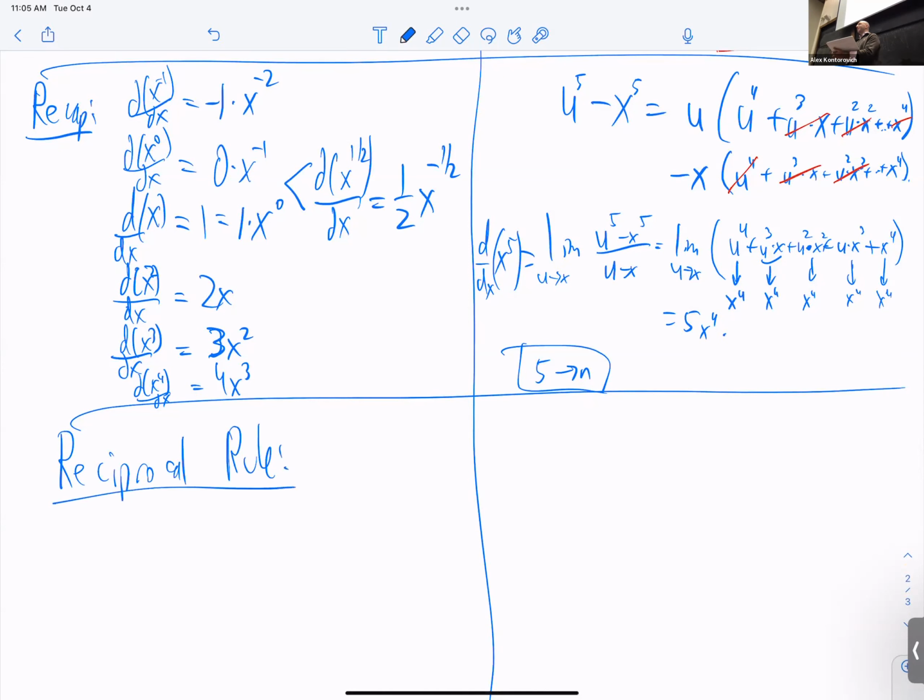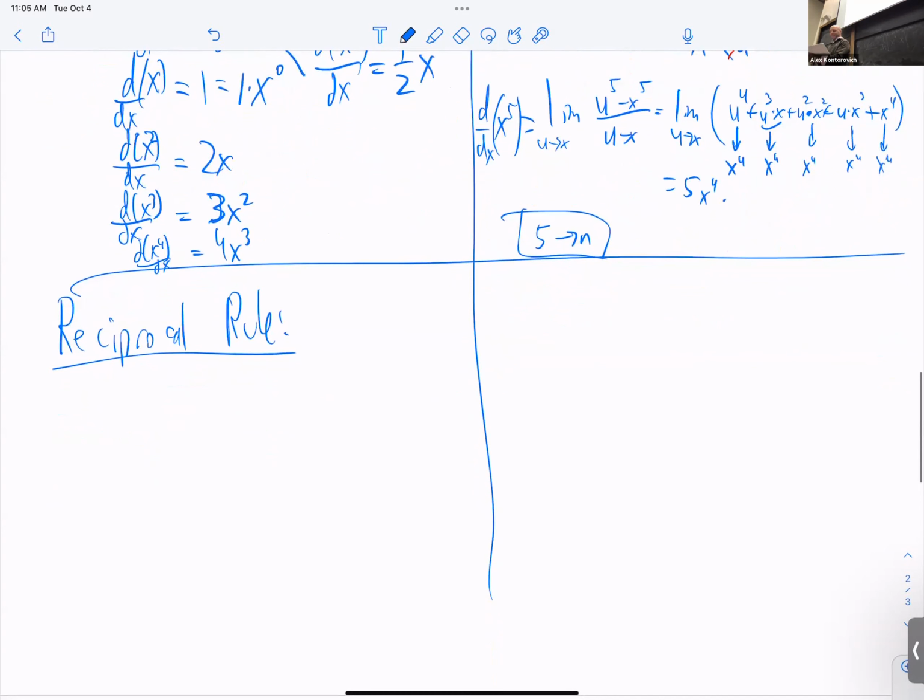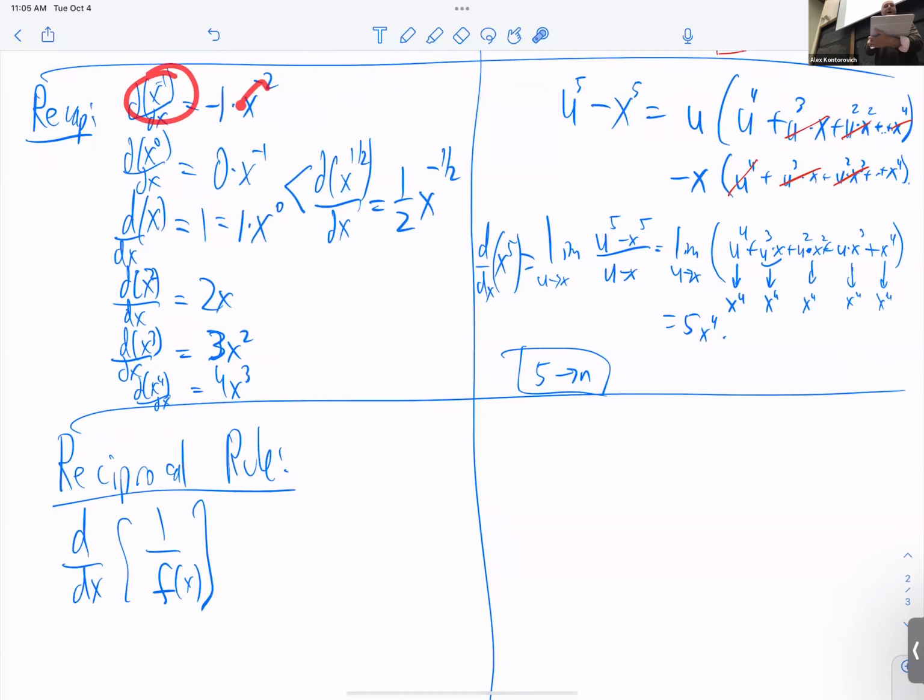Anybody know the reciprocal rule? Good. They don't teach it to you as well. They should teach it to you. Never mind. What's the reciprocal rule? If I know the derivative of a function, how can I figure out the derivative of 1 over a function? So let's try to figure out what the derivative of 1 over a function is. This will allow us to figure out what the negative powers are from knowing the positive powers.